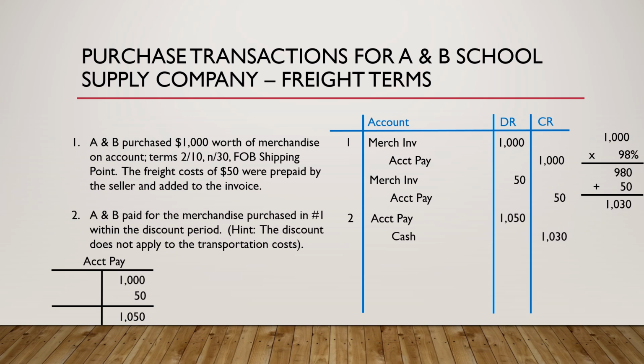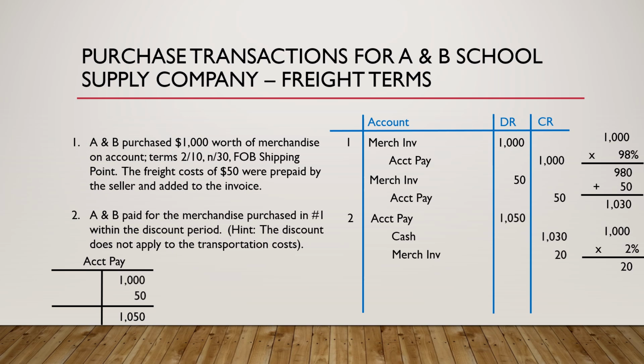Now our entry is off by a credit in the amount of that 2% discount. That will go to merchandise inventory to make it match the actual cash paid for the merchandise.